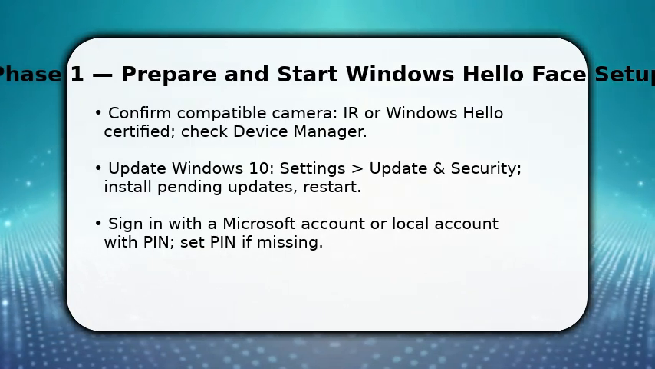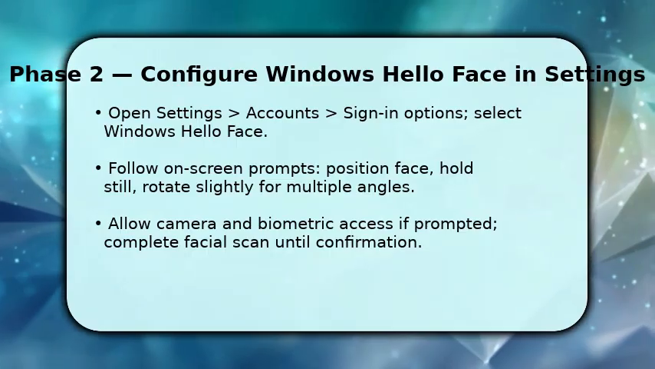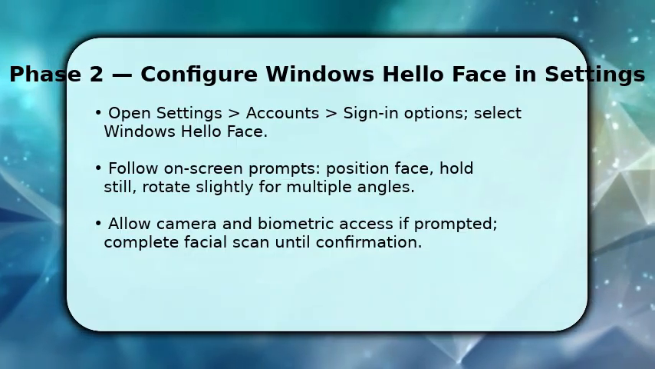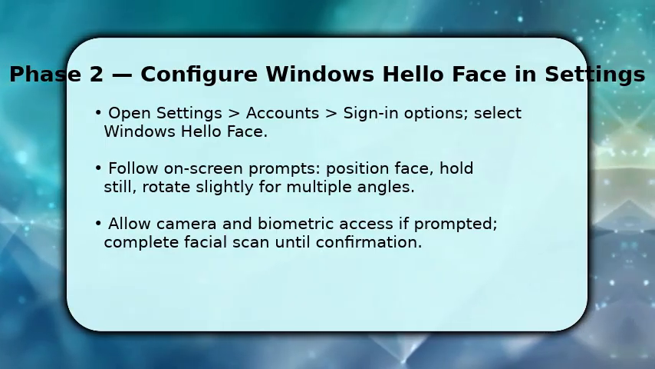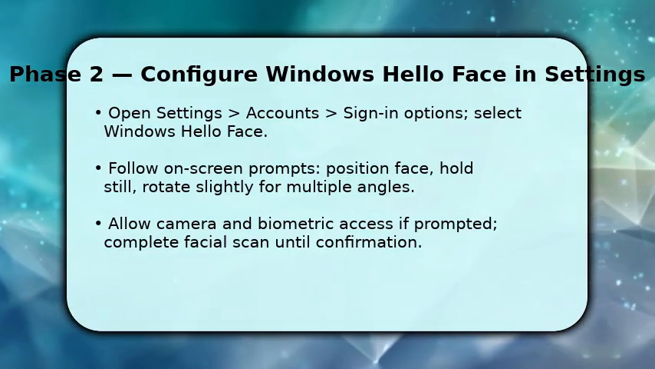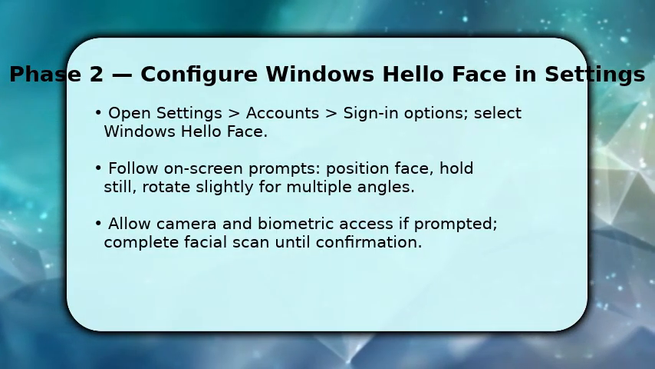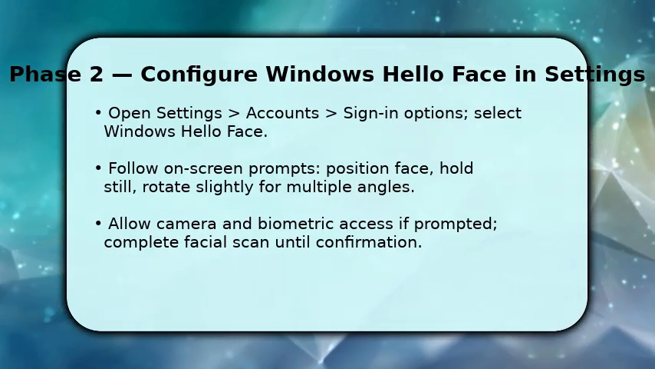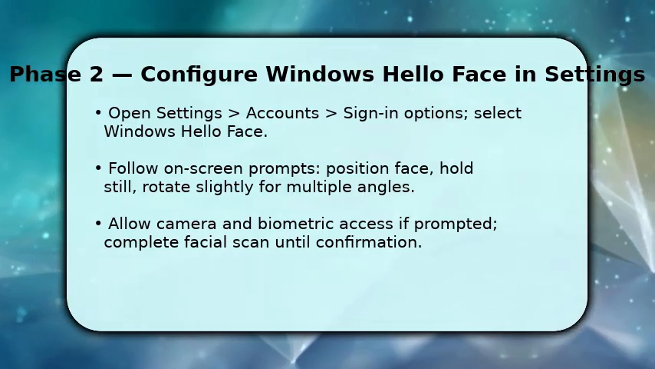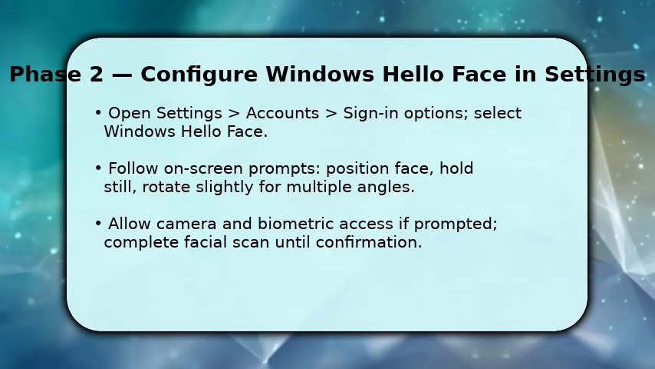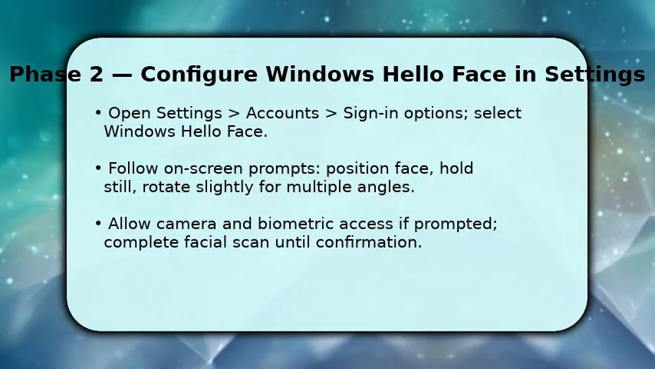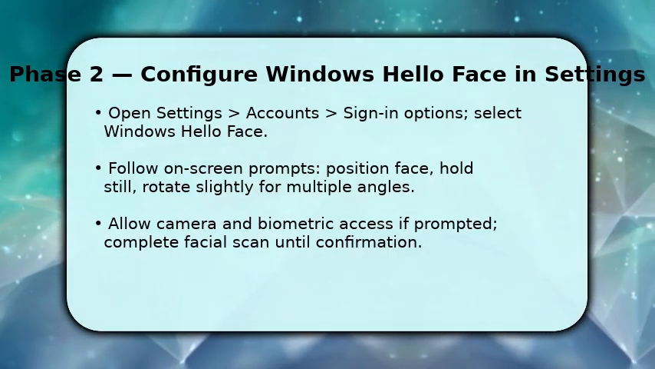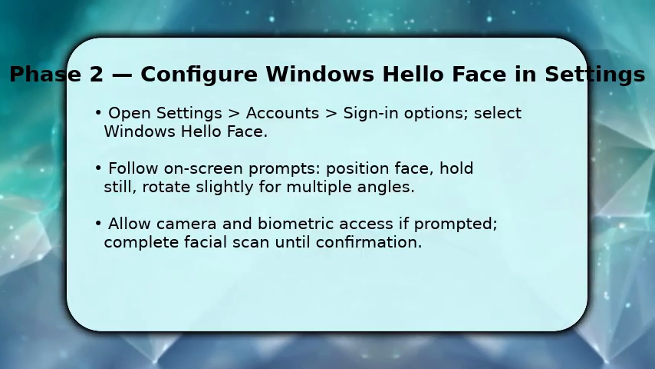Open Settings, go to Accounts and choose Sign-in options. Click Windows Hello Face and start the setup wizard. You will be prompted to position your face at eye level, sit, or stand about arm's length from the camera. Follow the prompts to look straight, then turn your head slightly so Windows captures multiple angles. Make sure camera and biometric permissions are allowed. Otherwise, the setup will stop. The system builds a facial model to unlock faster and reduce false accepts.